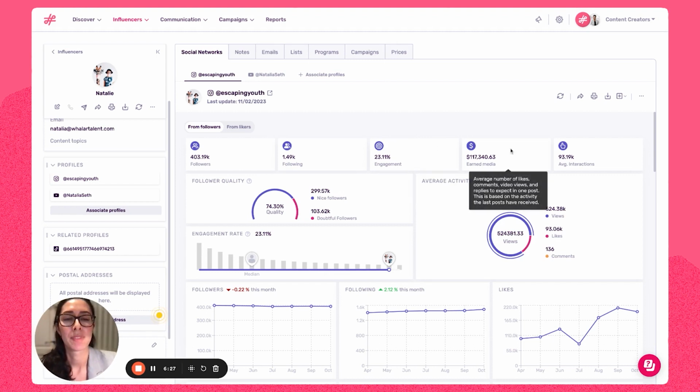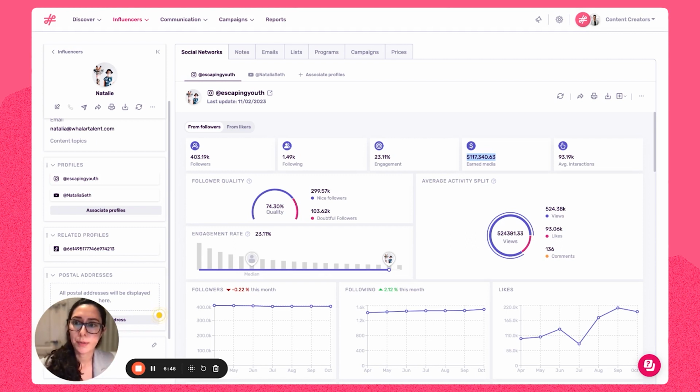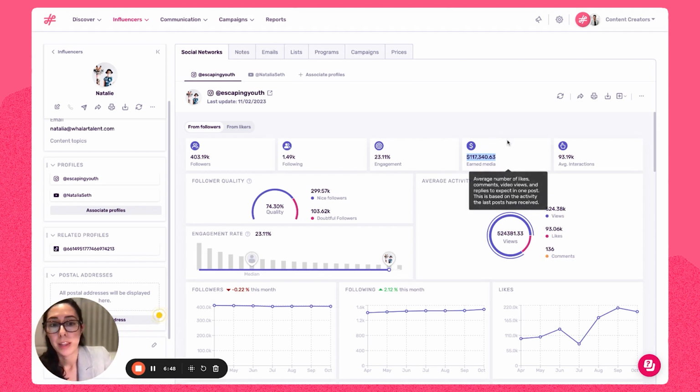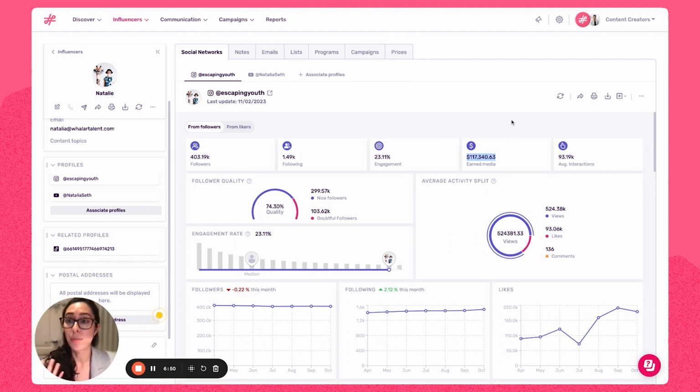Now here in the middle, we have earned media value. This is actually an Influencity value that we calculate by looking at likes and comments and kind of comparing it to the general market that's out there. So this number that we see right here, you can think of it as the equivalent advertising value. Should you compare a sponsored post to this influencer to this amount of paid ads? So one post with this influencer on Instagram would be worth this amount in paid ads.